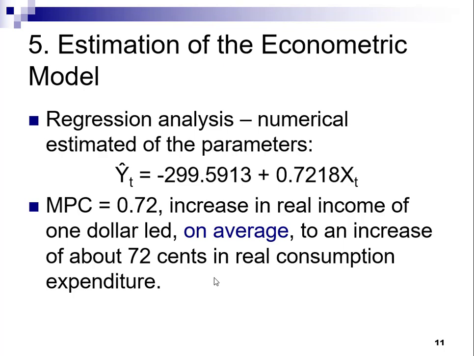Increase in the real income of $1 leads on average to an increase of about 72% in the real consumption expenditures. You should pay attention to the bold text in blue color here. On average is not the real actual value, but it's the average. If income increases by $1, on average the dependent variable will increase.